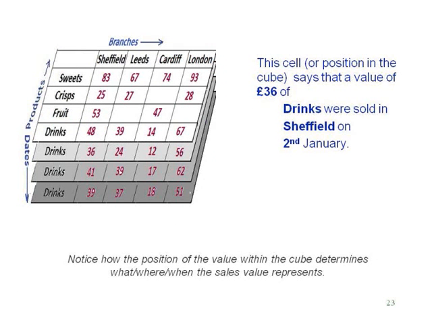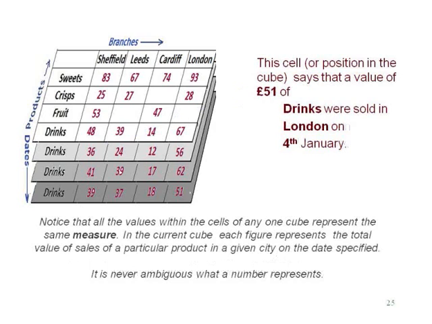Let's see another example of this. The value 36 that we highlight here is in a fixed position. It says that drinks were sold in Sheffield on the 2nd of January. And now another. The 51 here shows that £51 of drinks were sold in London on the 4th of January.